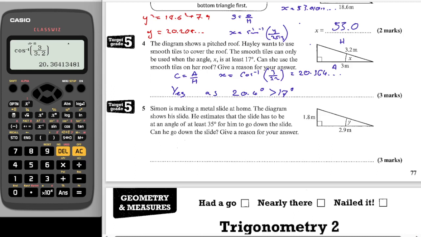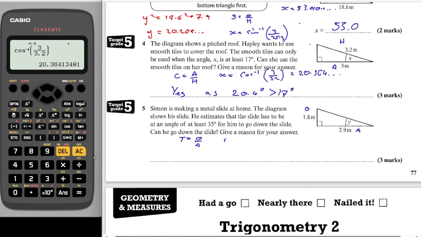And question 5. Simon is making a metal slide at home. The diagram shows his slide. He estimates that the slide has to be at an angle of at least 35 degrees for him to go down the slide. Can he go down the slide? Give a reason for your answer. So again, we want angle Y to be greater than 35. So this is going to be our opposite. This is going to be our adjacent. So we're using our tan ratio. So tan is equal to the opposite over the adjacent.